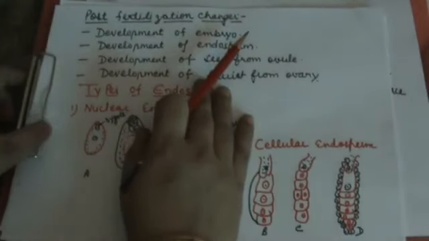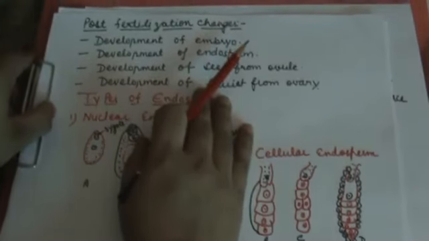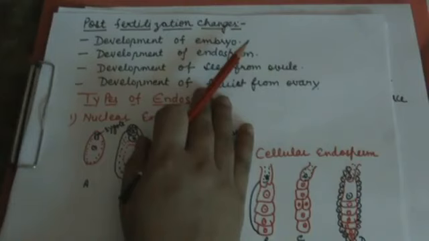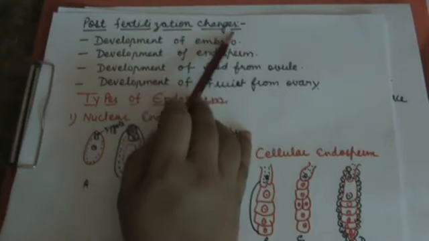Students, today we will continue our chapter 2, sexual reproduction in angiosperms. Yesterday we discussed up to fertilization. Today we will discuss post-fertilization changes, meaning what happens after the fertilization.